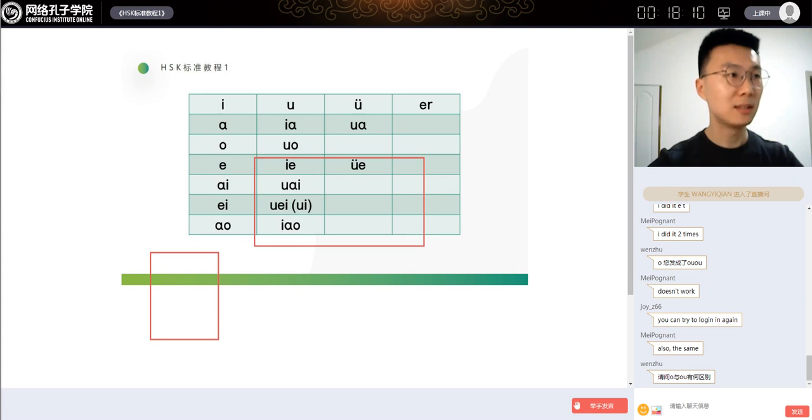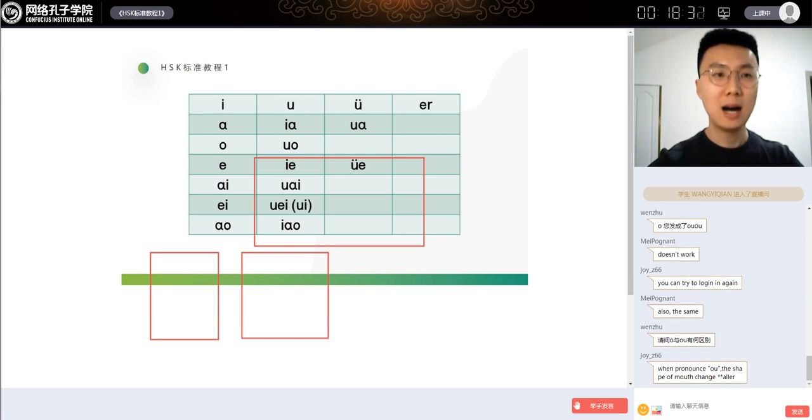Okay, let's look at the last three. Listen. Wei, you. 微, 腰. In these three, the middle sound is the loudest and longest sound. Okay, these are compound finals.